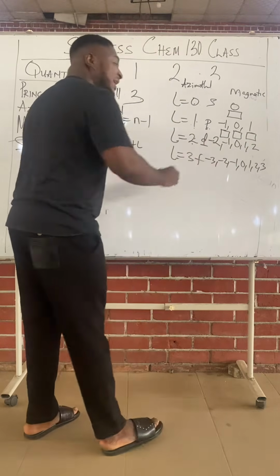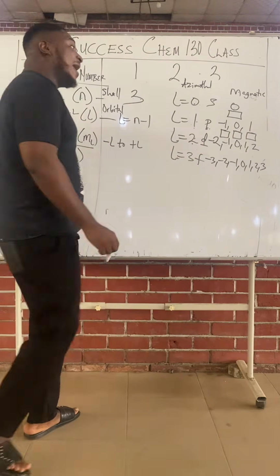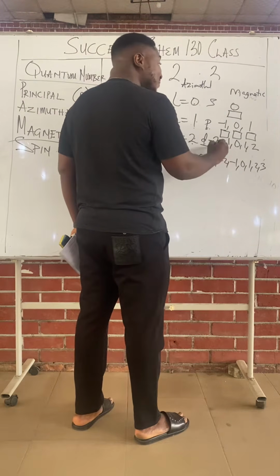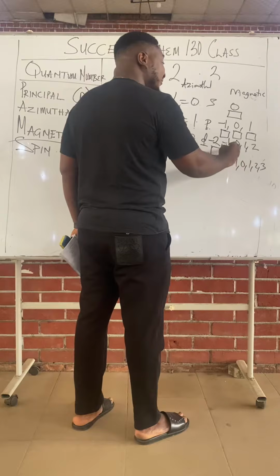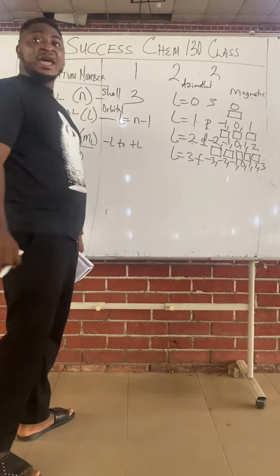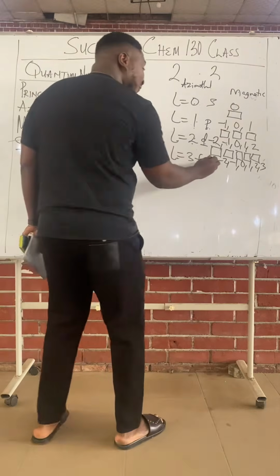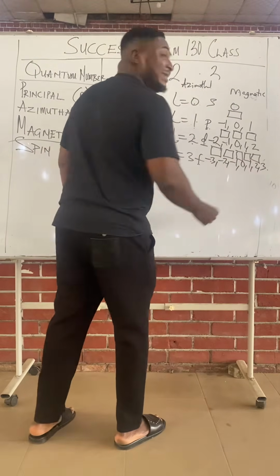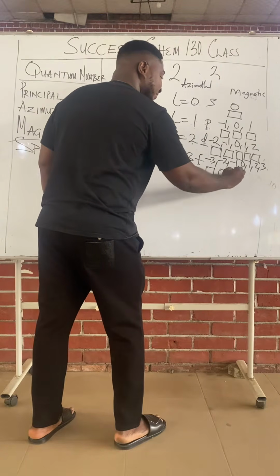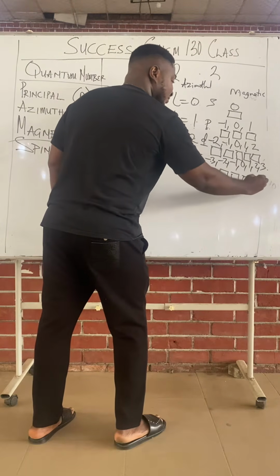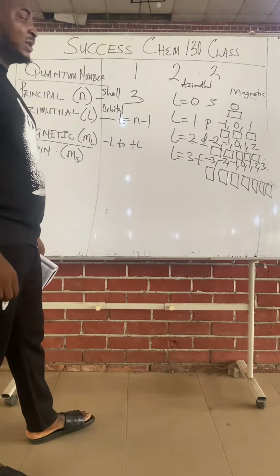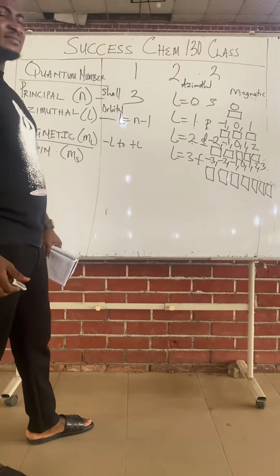How many blocks does D have? 5. How many possible magnetic quantum numbers do we have? 1, 2, 3, 4, 5. We have 5 magnetic quantum numbers for the 5 D blocks. For F, how many blocks does F have? 7. And we have 7 magnetic quantum numbers for the 7 F blocks. So you see that it correlates.